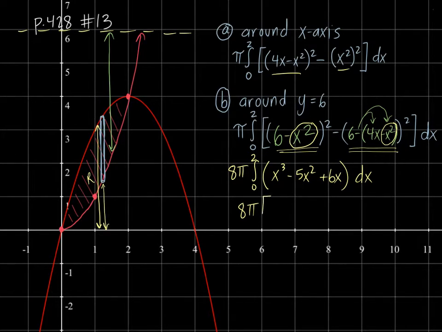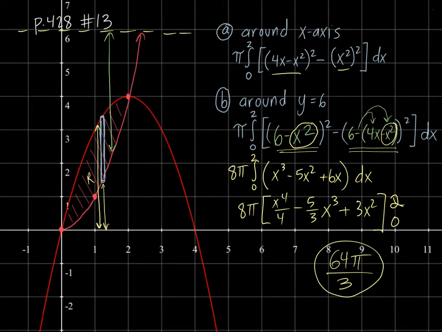When you take the antiderivative of x to the third, you get x to the fourth over 4. 5x squared becomes minus 5/3 x cubed, and 6x is 3x squared. We're going to plug in a 2 and a 0 into that. The 0 is going to basically wipe out. When you plug in the 2 and multiply the result by 8 pi on the outside, you're going to get 64 pi over 3.